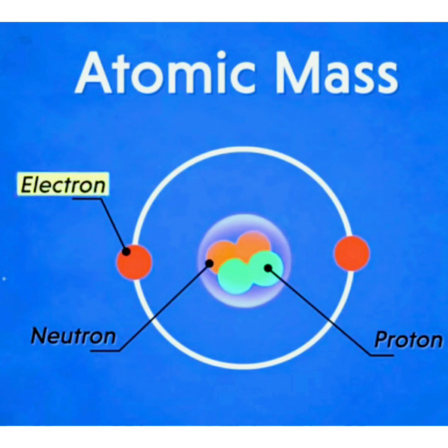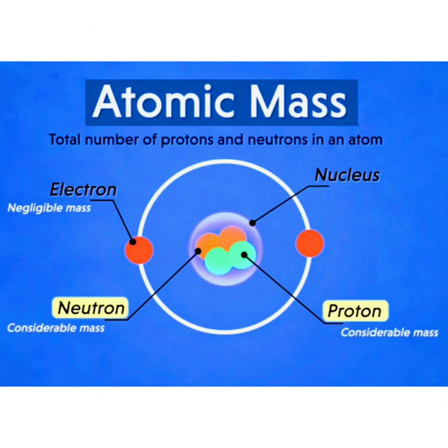So what is atomic mass? Atomic mass is nothing but the entire weight or the mass of an atom. We know that an atom consists of protons, which are positively charged, neutrons, which are neutral, they have no charge, and it consists of electrons. Okay, we know that protons are positively charged, neutrons are without any charge, but both protons and neutrons have a considerable mass.